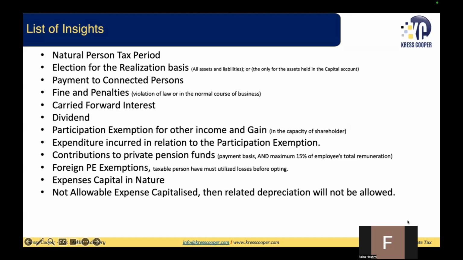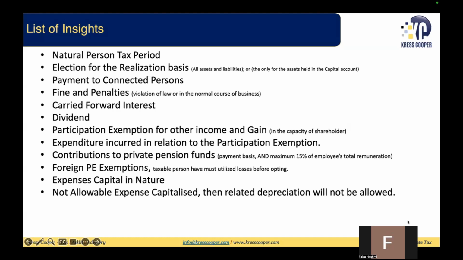Contribution to private pension fund. This is not allowable subject to two conditions. When this is allowable on payment basis, maximum 15% of the employee's total remuneration. So if you are not paying or the amount is more than 15%, in both of the cases, you will not be able to claim.